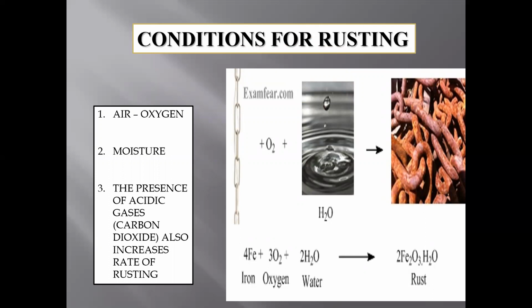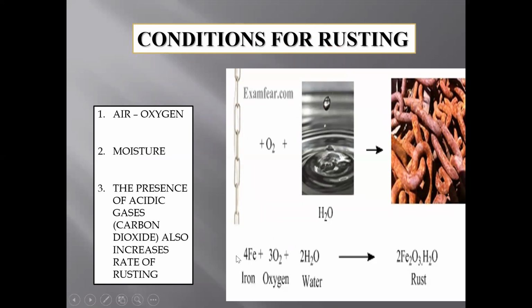Means how does it occur? Now, generally what happens when this chain of iron comes in contact with air and also in contact with water vapor or moisture or directly water? They react with each other like this, and they form iron oxide.